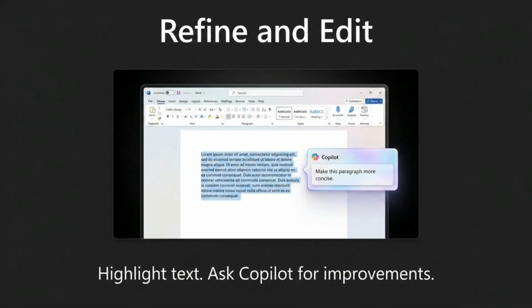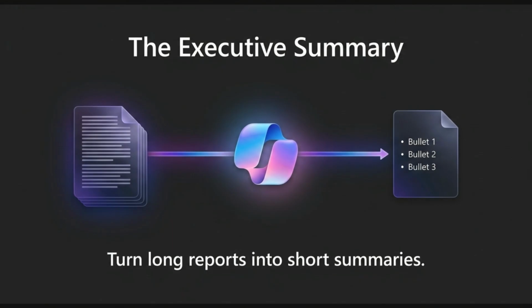Copilot doesn't just create, it refines. Simply highlight existing text and ask Copilot to make it more concise, change the tone, or rewrite sections to better fit your needs. Need a quick breakdown? Copilot can take long, complex reports and transform them into clear, actionable, bulleted summaries in seconds.